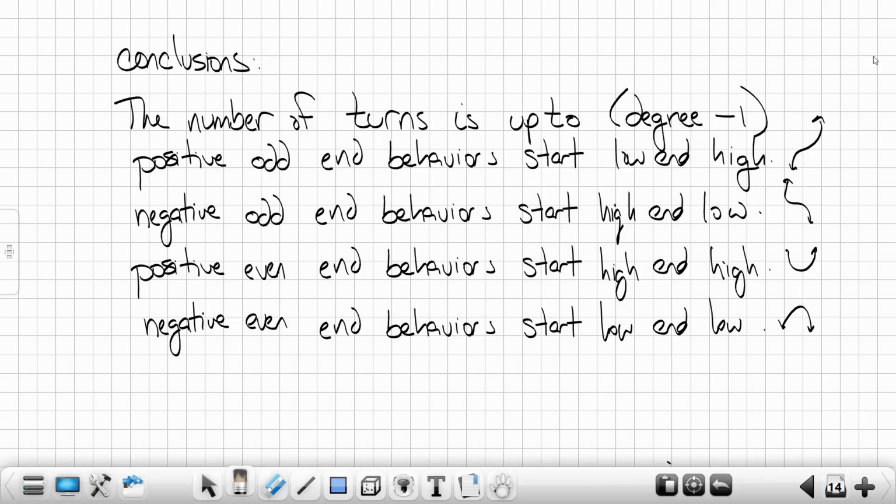So this was the observation you guys made, right? If you have a positive odd, it starts low, ends high. A positive even starts high, ends high. Negative odd starts high, ends low. Negative even starts low, ends low. Now, I would challenge you: if you try to graph y equals x to the fourth, it doesn't necessarily turn 3 times. The literal function y equals x to the fourth will look like a fattened parabola.